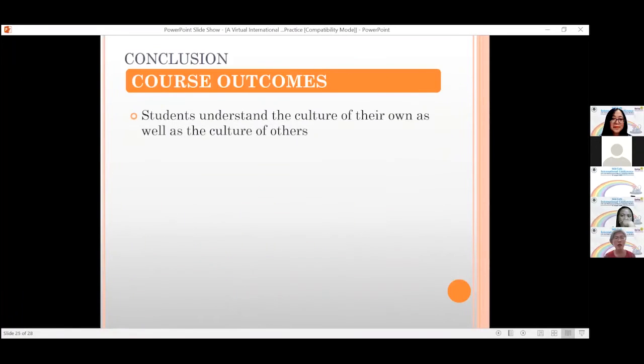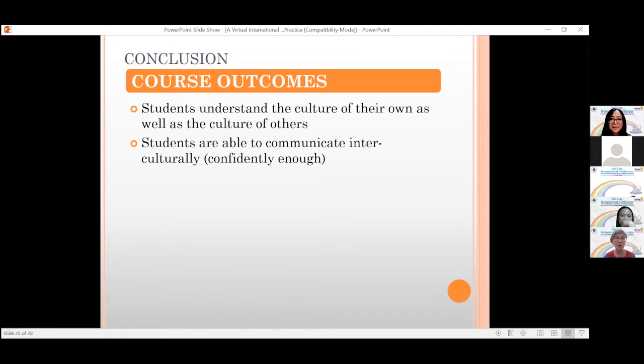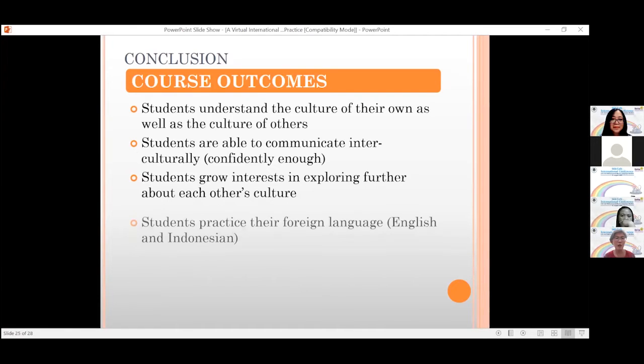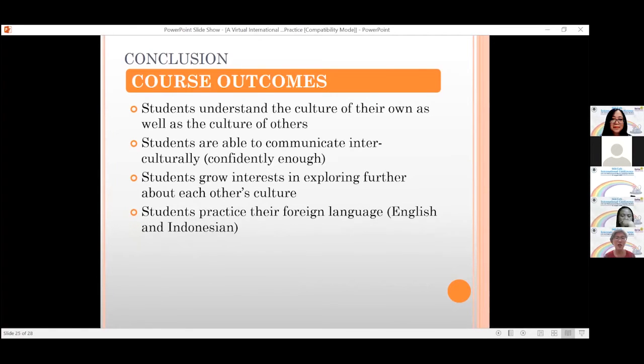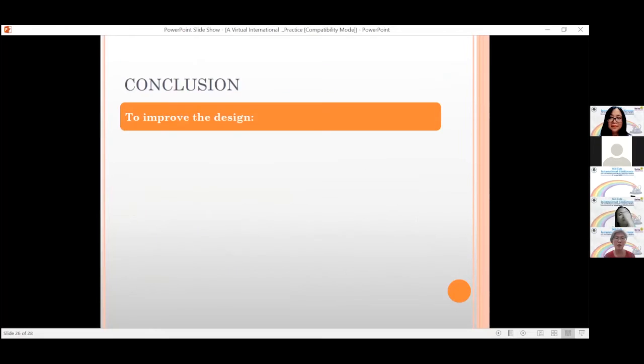And the course outcomes: students understand the culture of their own as well as the culture of others. Students are able to communicate interculturally, although not confidently enough. And students grow interest in exploring further about each other's culture. Students practice their language, English and Indonesian. And as a very short program, the program at least serves as a trigger to learn more.